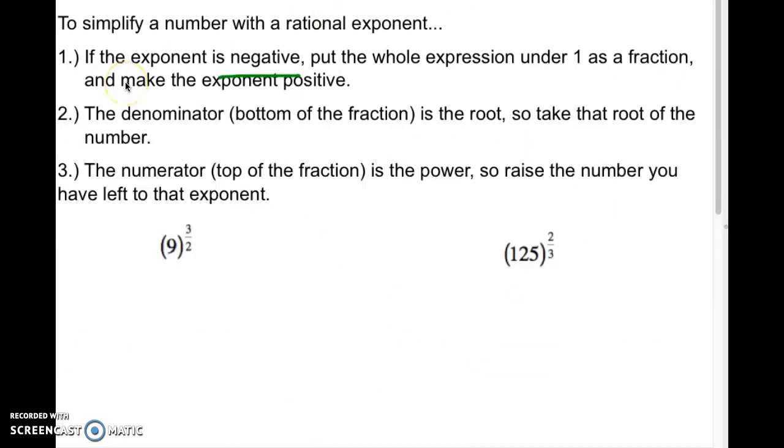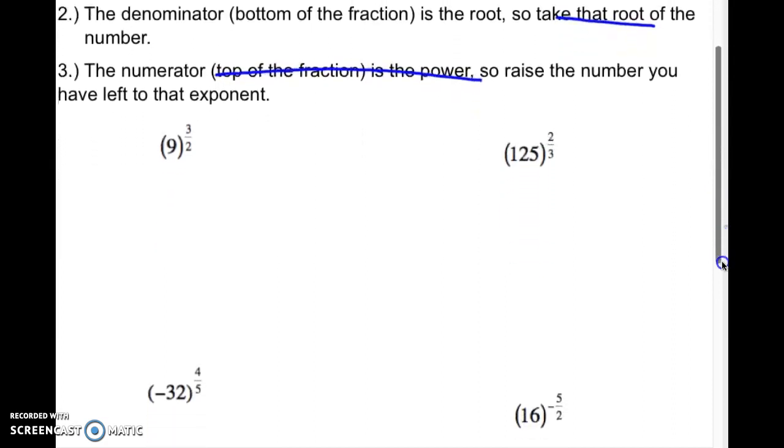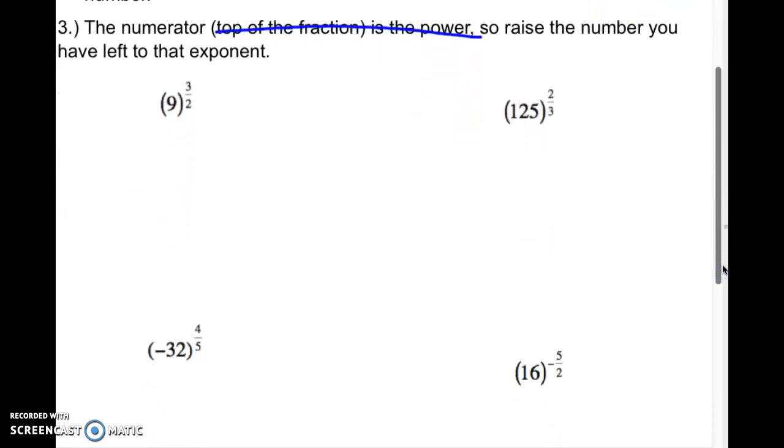On our last page of notes for today, we're going to simplify and put all of this together. The first thing we have to do is take care of any negative exponents that we have. The second thing is you're going to put the root into the problem. And remember that the top of the fraction is the power. So what's left on this problem, 9 to the 3/2, we know 3 is going to be the power, 2 is going to be the index. So we have the square root of 9. This time I'm going to use parentheses, cubed.